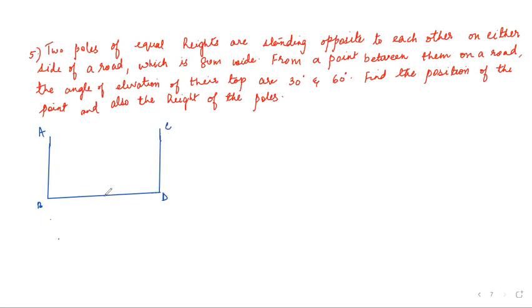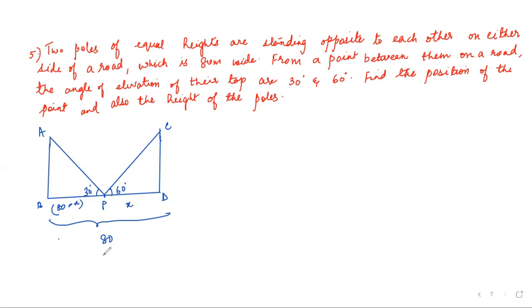And from a point between them on the road, this is my point between them, P, the angle of elevation of their top. So from A to P, the angle of elevation is 30, and from C to P, it is 60 degree. So this is 30 degree, this is 60 degree. Find the position of the point and also the height of the poles. So they are 80 meter wide. So if I take this as x, this will be 80 minus x.